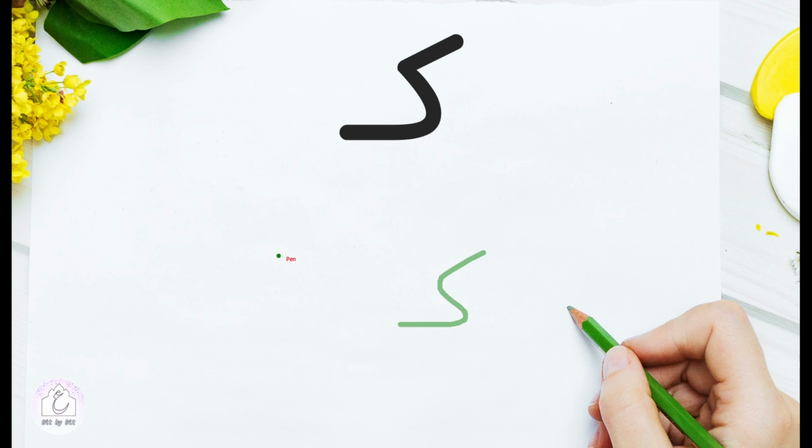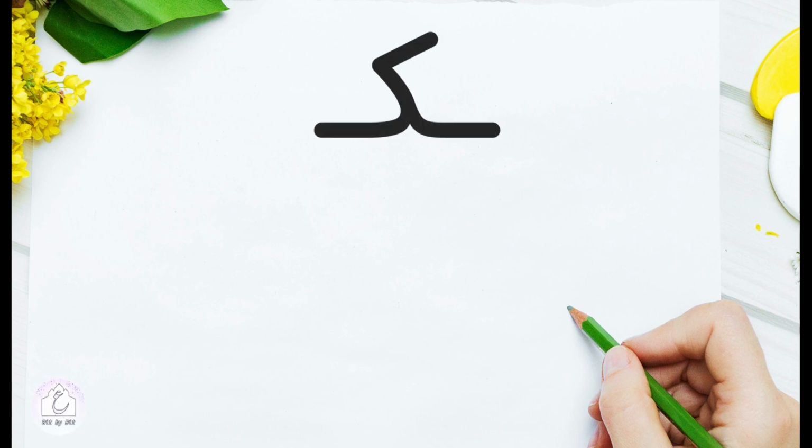One segment to the left, another to the right, then a straight line to the left. This is the shape that kaf takes in the medial position as well. We only add a connecting segment coming from the preceding letter.